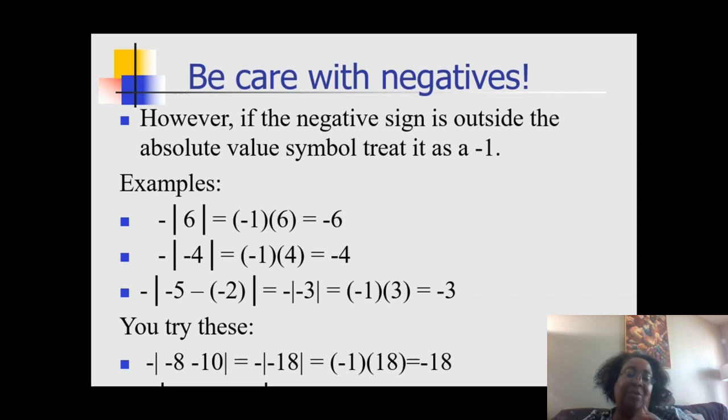So slow down, make sure that you're taking care of your signs correctly. Otherwise, you can end up with the wrong answer. Okay, just be careful. And also review your signed numbers that we did in Algebra 1 under Foundations. If you forgot those rules, you might want to review them. Okay, so let's evaluate some expressions that have absolute value symbols in them so that you can get a little practice.